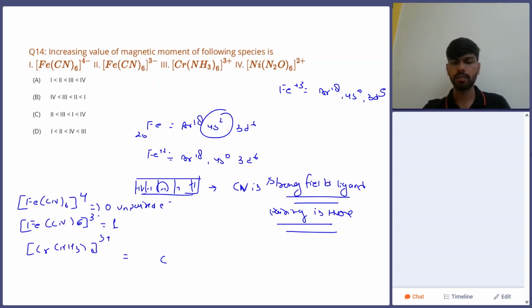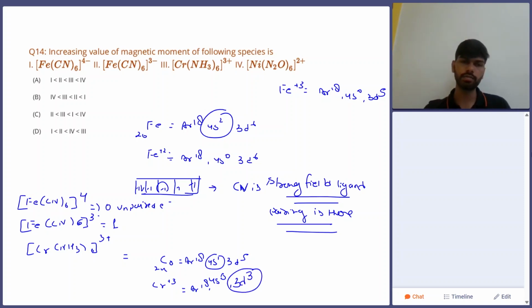In chromium 3+, chromium is 24, argon 18 4s1 3d5, and after becoming 3+ it is argon 18 4s0, and here it will become 3d3, so 3 unpaired electrons.